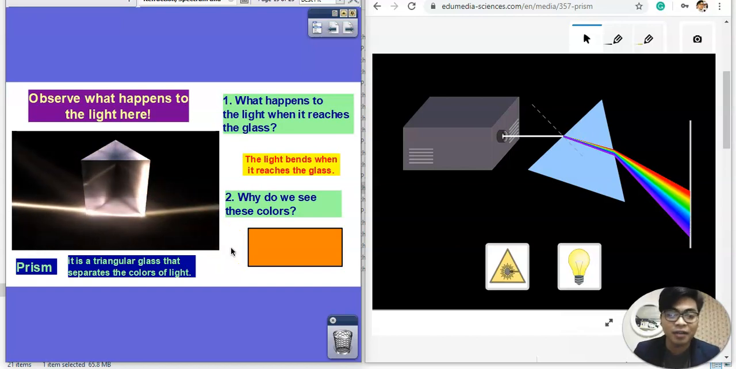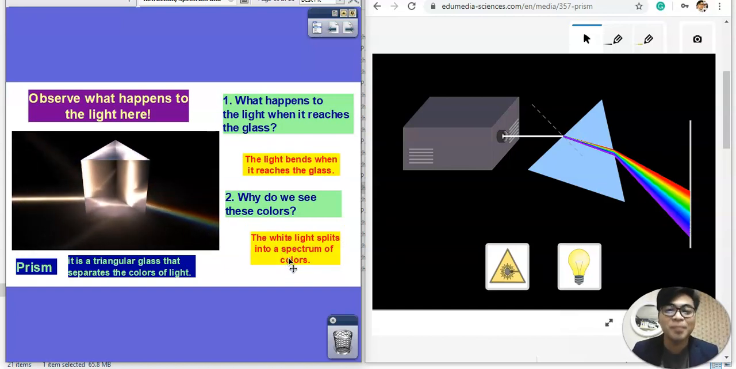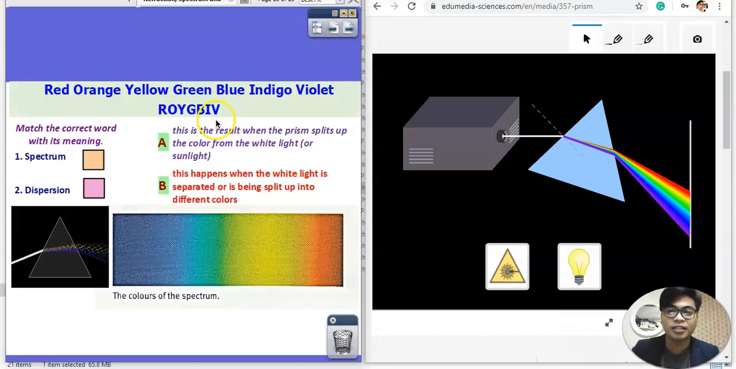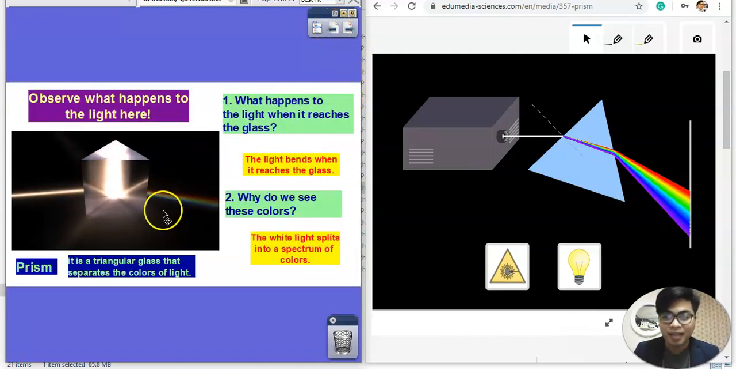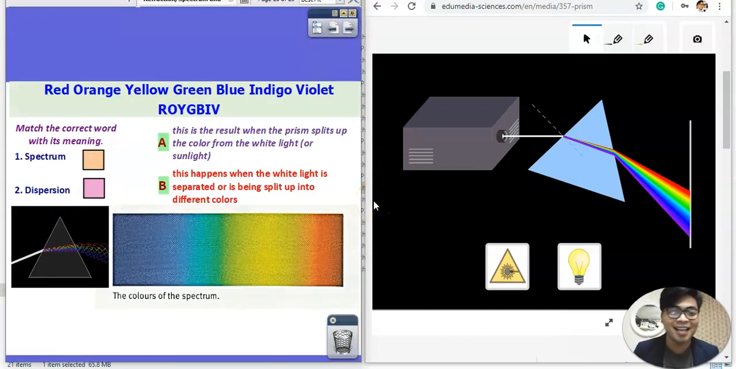So why do we see several colors in here? The white light splits into a spectrum of colors. So what are the spectrum of colors? If you take a look, it's always in a certain kind of arrangement. Even the rainbow has the same colors in it, and all light, when it splits under the spectrum, always has this arrangement.